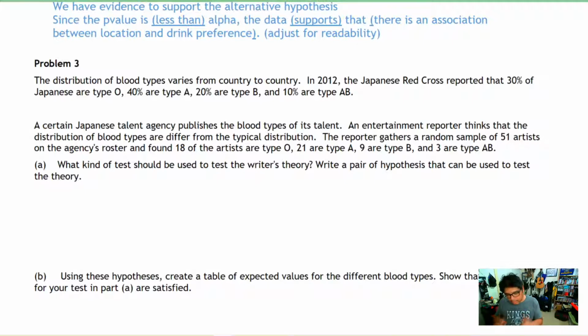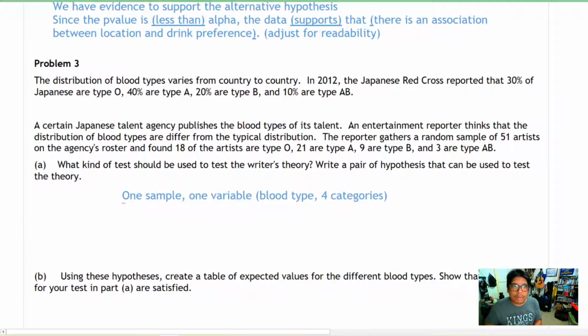So let's do the typical analysis here. How many samples did we take? Just one. How many variables are we looking at? Well, we just have one variable, blood type. Don't be fooled, blood type has 4 different categories, but it's still just one variable. So, one sample, one variable. This is the chi-square goodness of fit test.